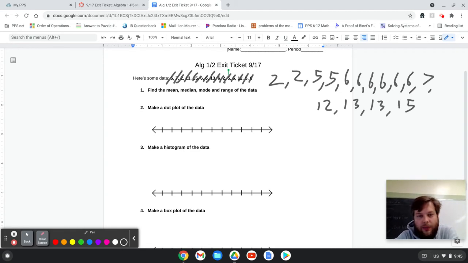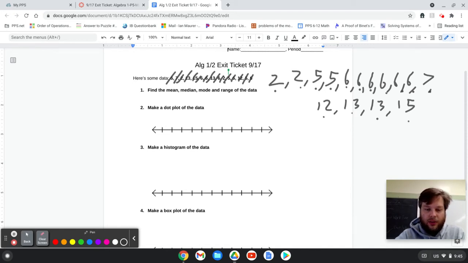Okay, so for the mean, you add up all those numbers and then divide by how many there are. It looks like there are 15 numbers. Let's double check that. 1, 2, 3, 4, 5, 6, 7, 8, 9, 10, 11, 12, 13, 14, 15 numbers. So you add them all up. Please use a calculator. I saw some of you doing this by hand. It's easy to make a mistake by hand.